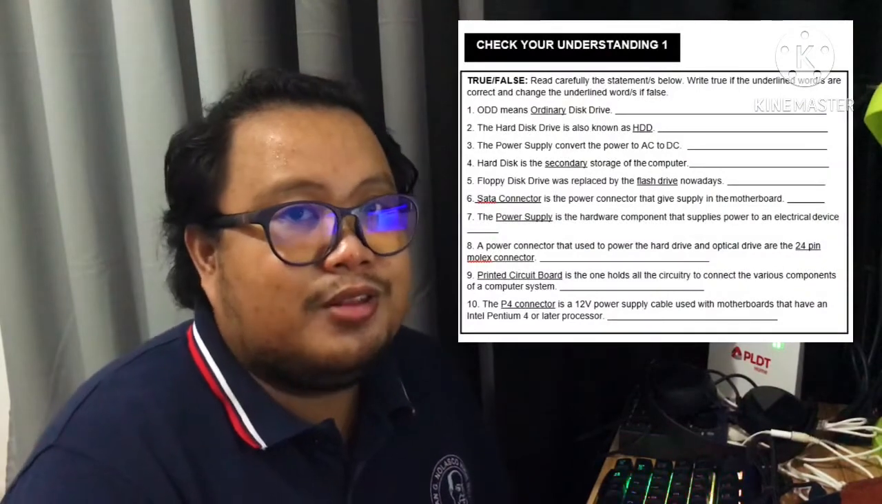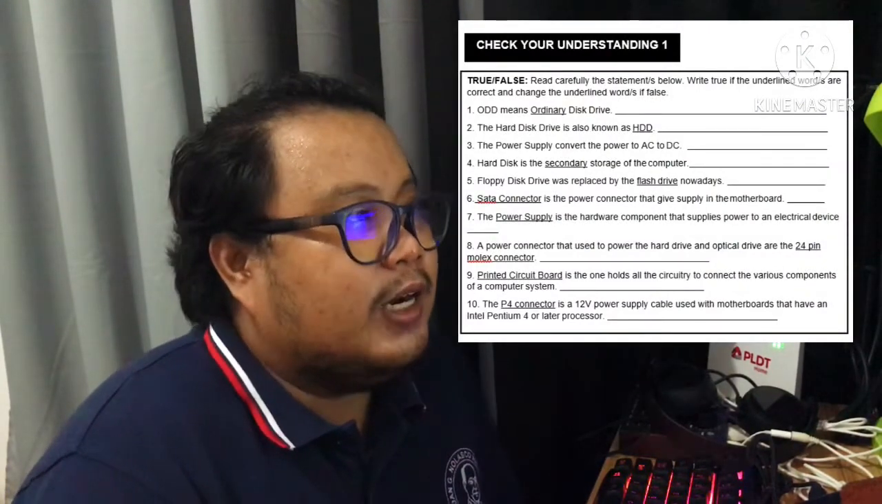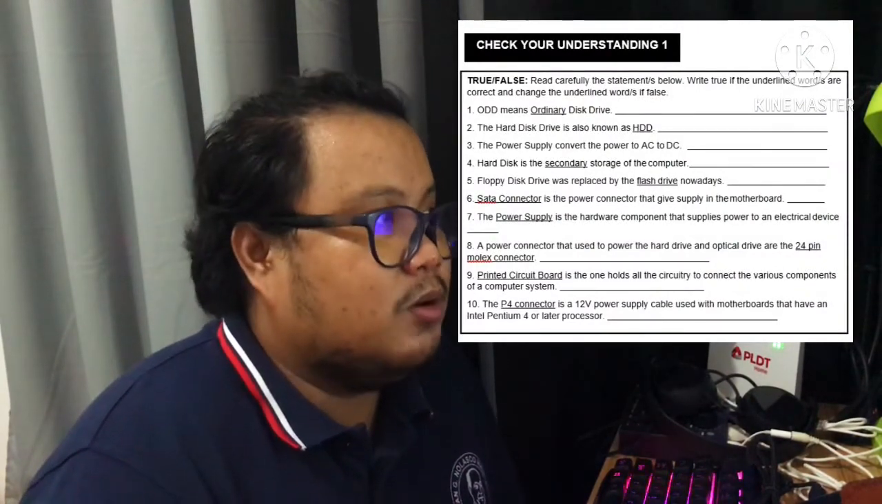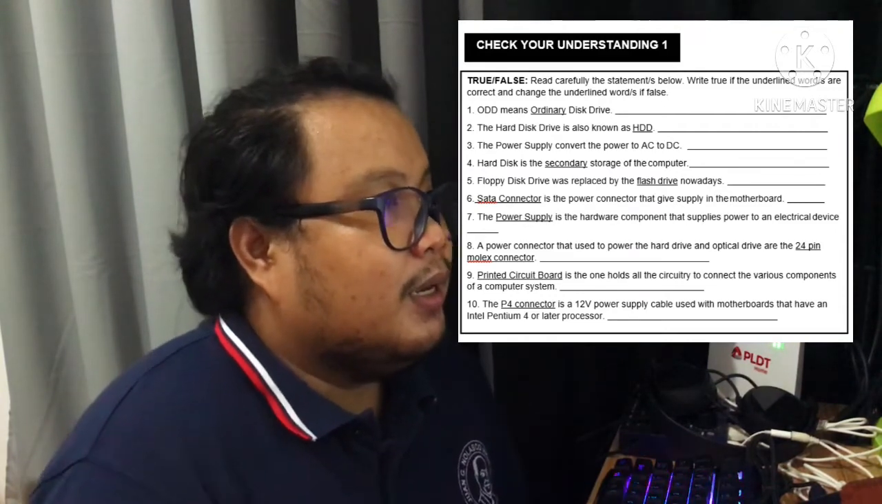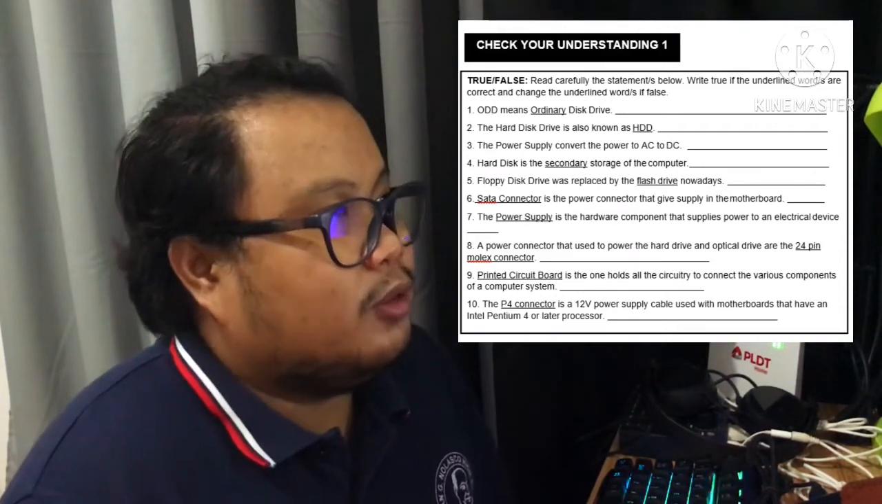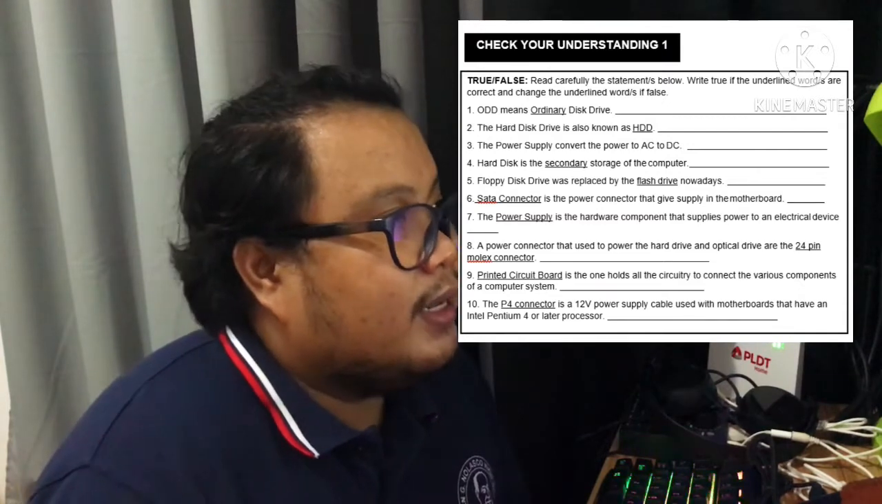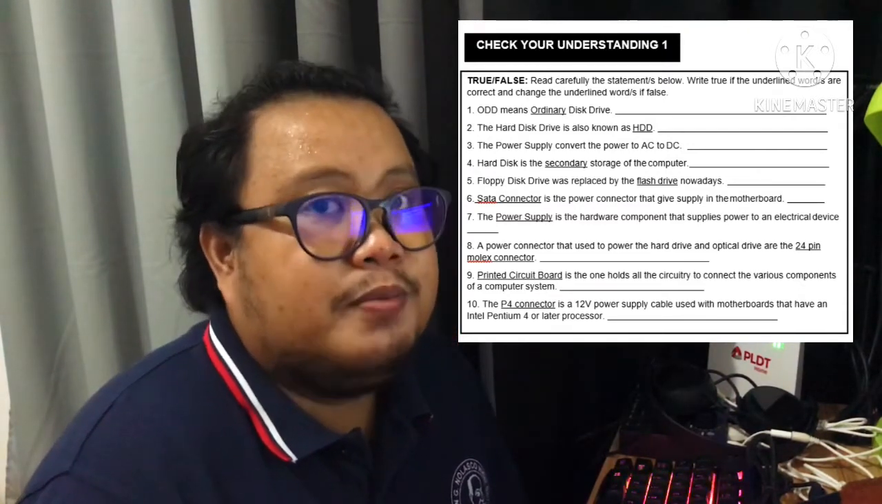So after ng lesson na to, meron na tayo ditong Check Your Understanding 1. So ito yung unang activity na gagawin nyo. It's composed of 10 items. You're going to write true if the underlined words are correct and change the underlined word if false.